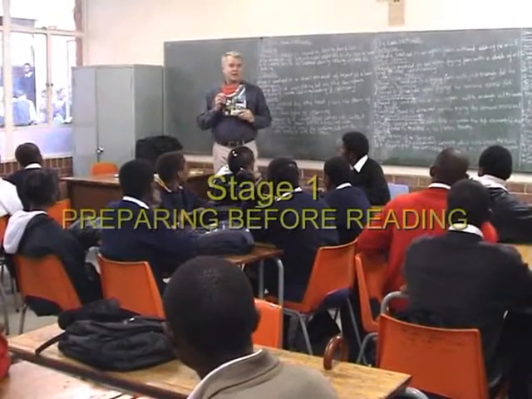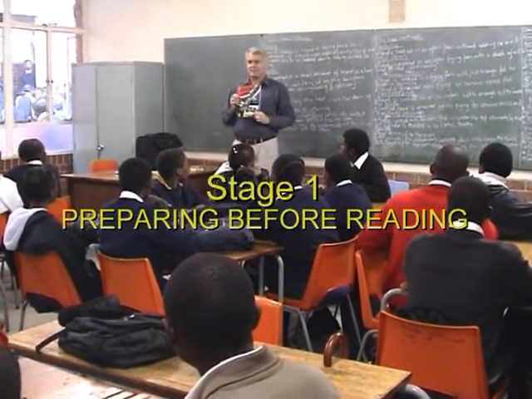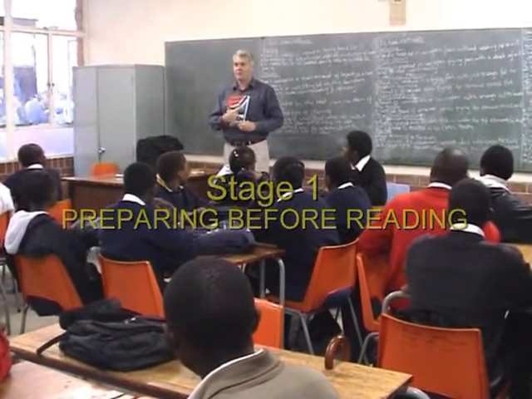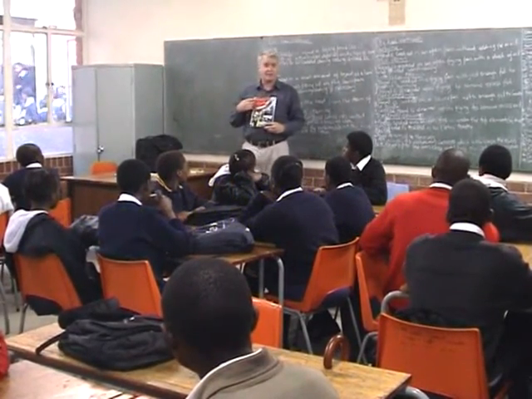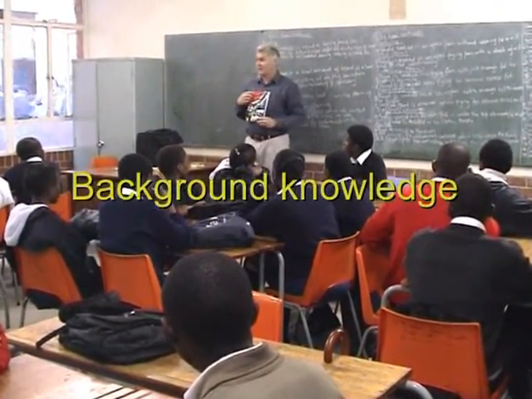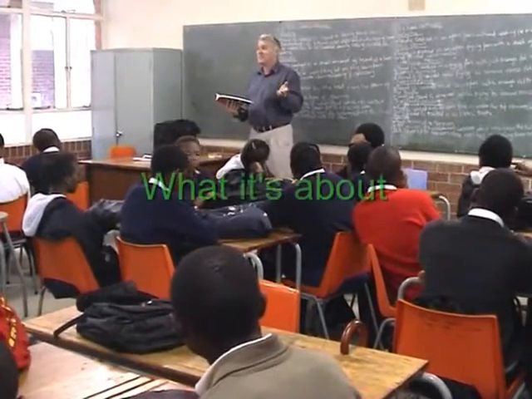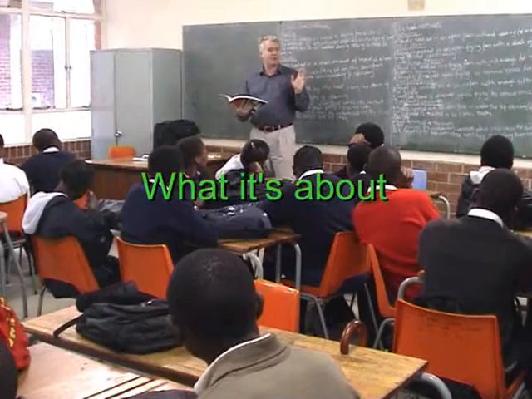Preparing before reading gives students the information they need to follow the text as you read it with general understanding. This includes three kinds of information. Firstly, enough background to the topic so they can understand key information in the text. Secondly, what the text is about in general terms.